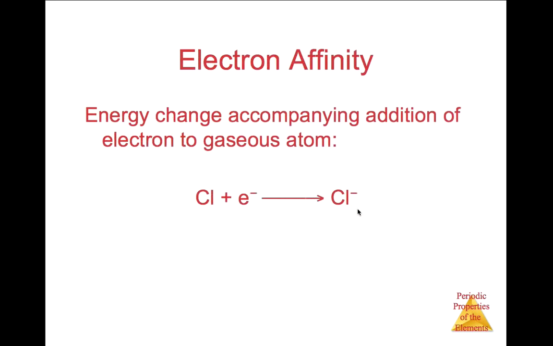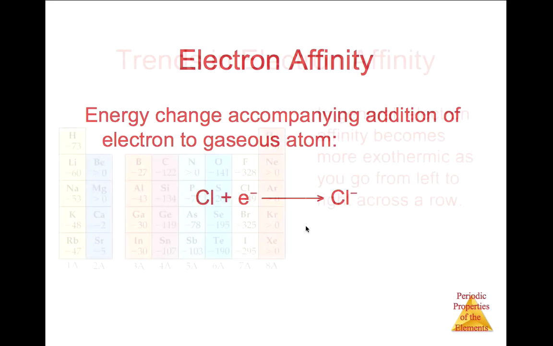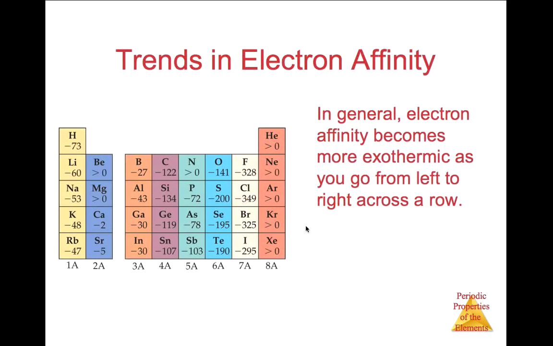Last trend to rationalize is something called electron affinity. Electron affinity is the energy change accompanying the addition of an electron to a gaseous atom. Notice both ionization energy and electron affinity dealt with the gaseous atom, and they both dealt with the energy change, which is, in our terms, since we studied chapter 5 already, the enthalpy change, either the gain or loss of energy. In the case of electron affinity, lots of times it's negative because it's energy that's released when it gains an electron.